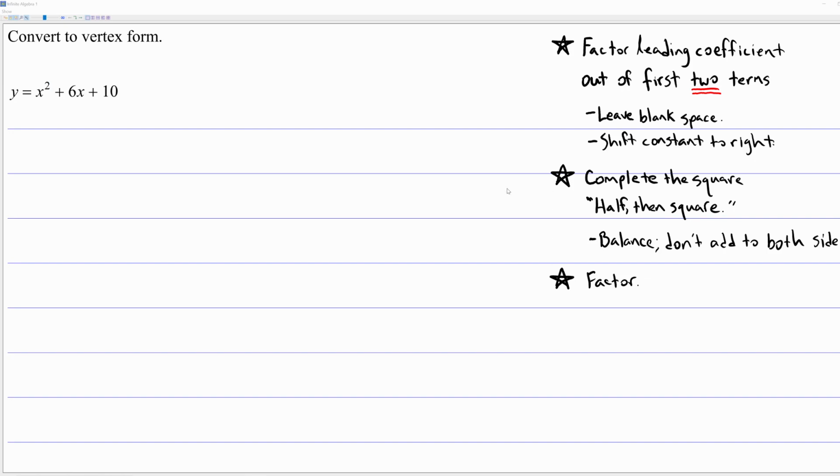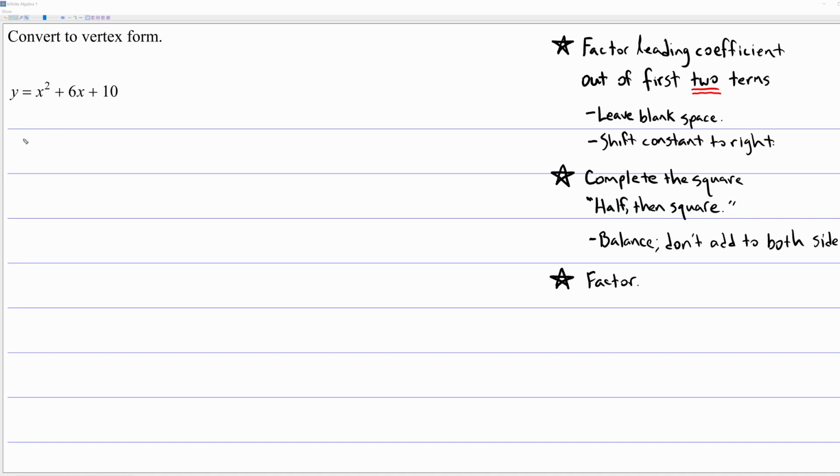Now be careful, after we get done, it's going to look like this is a two-step process, and it kind of is, but there's a lot to keep track of. So step number 1 says you factor the leading coefficient out of the first two terms. Now that doesn't apply to this first problem because the leading coefficient is 1. We have 1x squared, so there's nothing to factor. However, I do want to keep these little additions in mind. It says leave a blank space and shift the constant to the right.